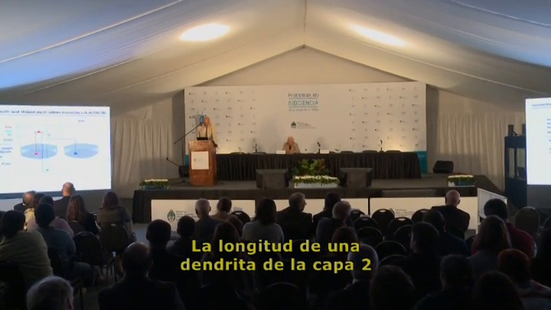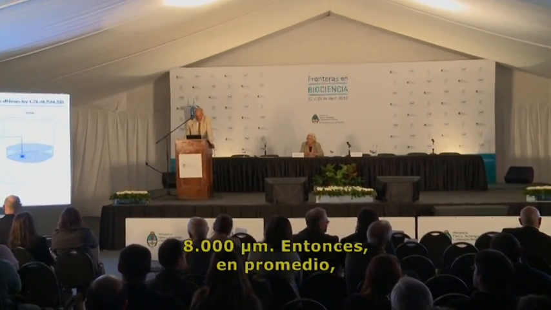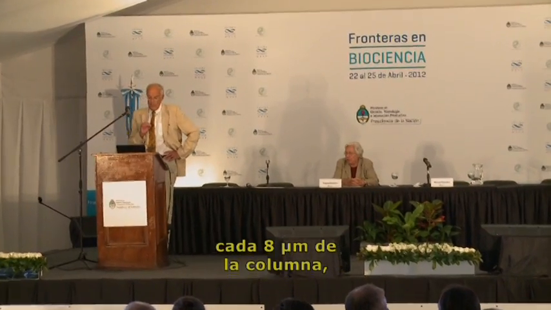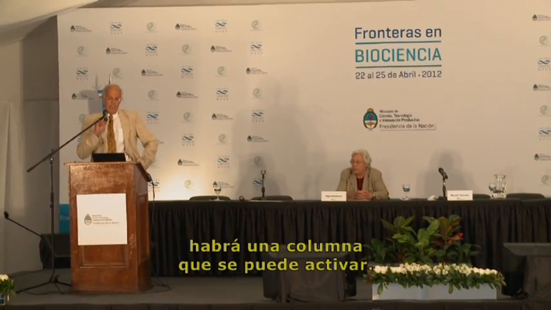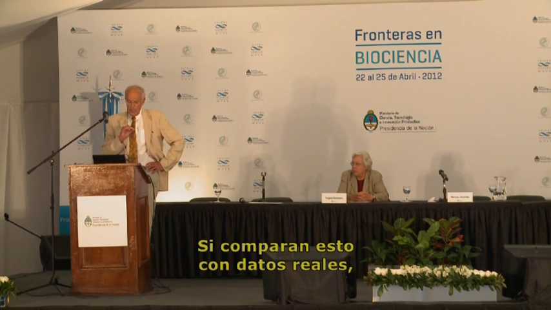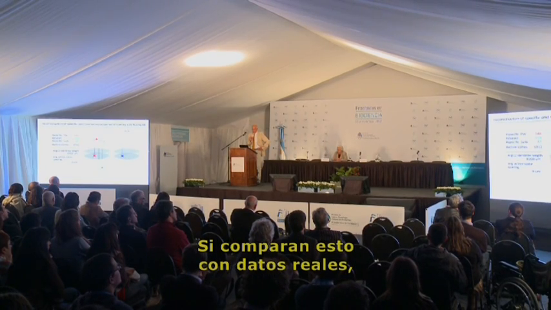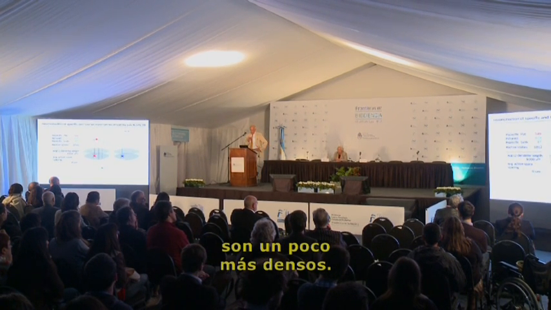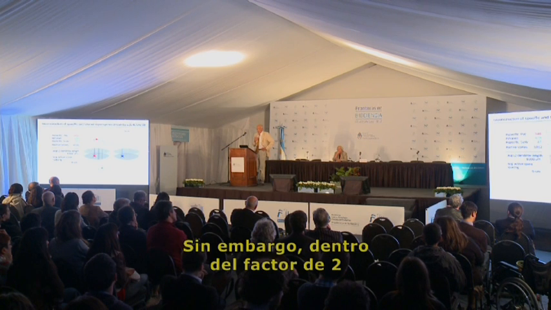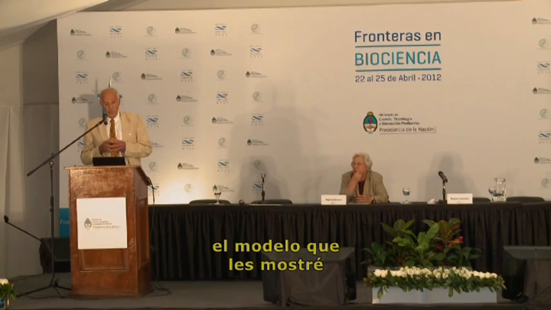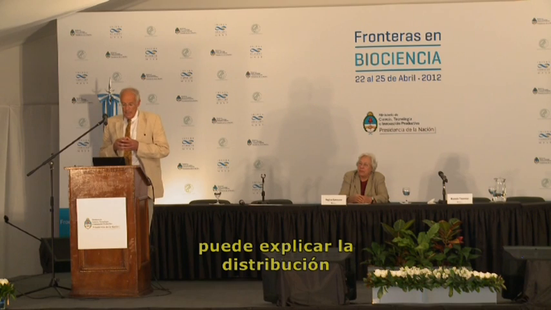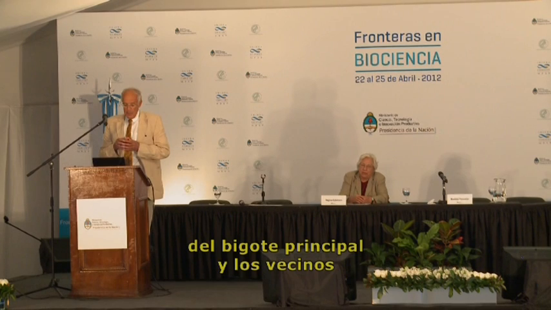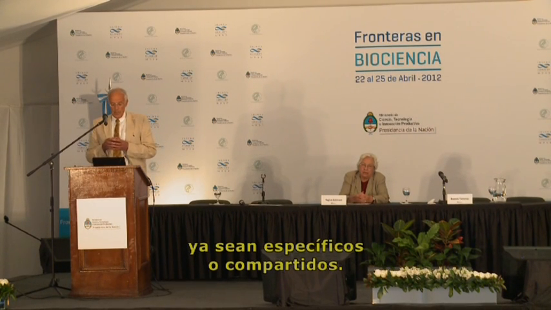The length of a dendrite in layer 2 is 8,000 micrometers. So on average, every 8 micrometers on the dendrite, there will be an activatable spine. If we compare this with the real data, we are still out by a factor of 2. They're actually somewhat more dense, but within a factor of 2, the model that I showed you can explain the distribution of shared, specific principal and specific surround whiskers.